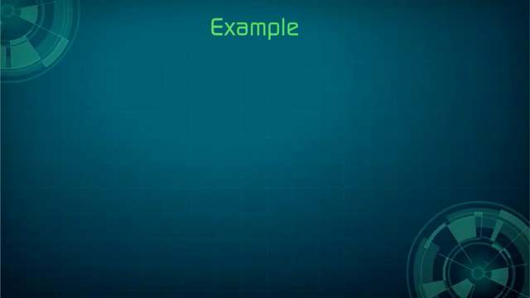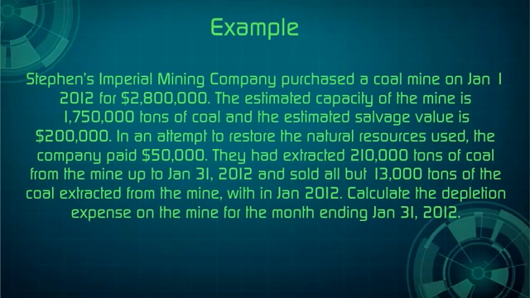Natural Resources Part 2. Example. Stevens Imperial Mining Company purchased a coal mine on January 1st, 2012 for $2.8 million. The estimated capacity of the mine is $1,750,000 of coal, and the estimated salvage value is $200,000. In an attempt to restore the natural resources used, the company paid $50,000.